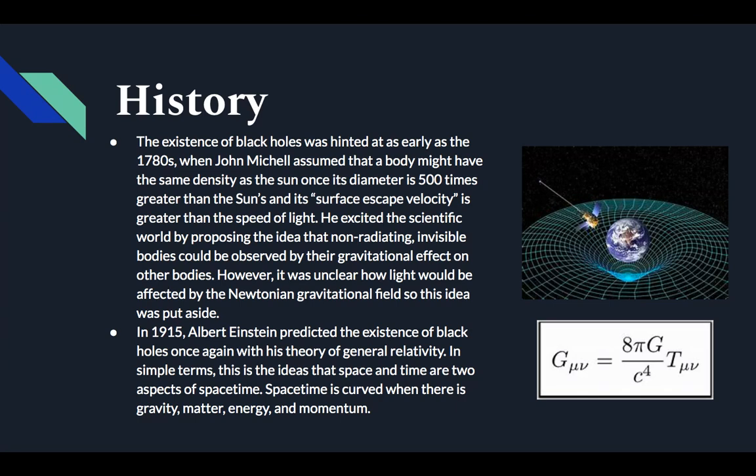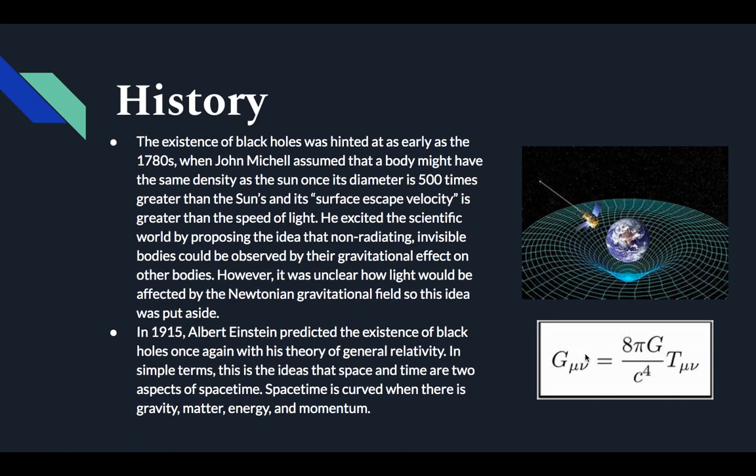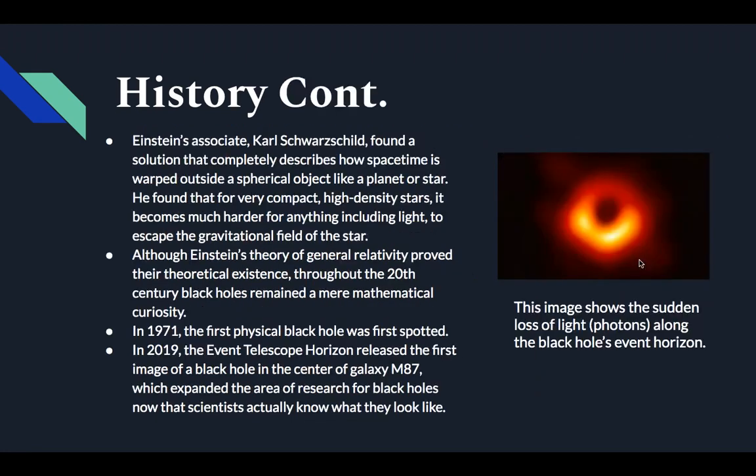this idea was put aside. In 1915, Einstein predicted the existence of black holes once again with his theory of general relativity. In simple terms, this is the idea that space and time are two aspects of space-time. Space-time is curved when there is gravity, matter, energy, and momentum in large amounts. And this is a simplified equation explaining space-time or general relativity. And this is an image showing the curvature of space-time for a visual.